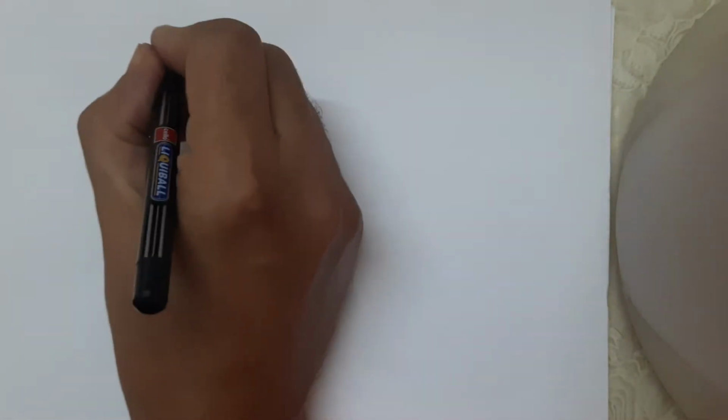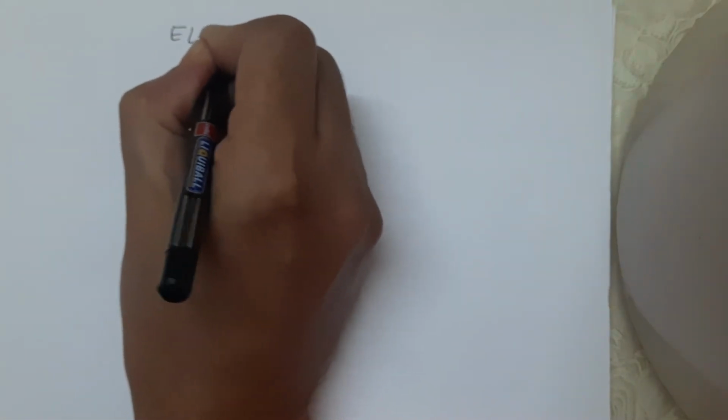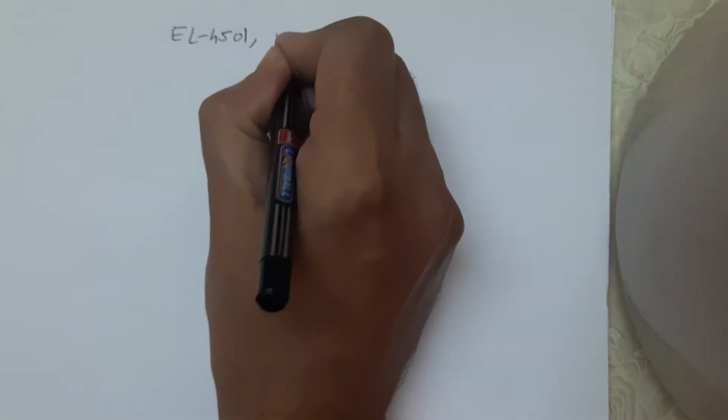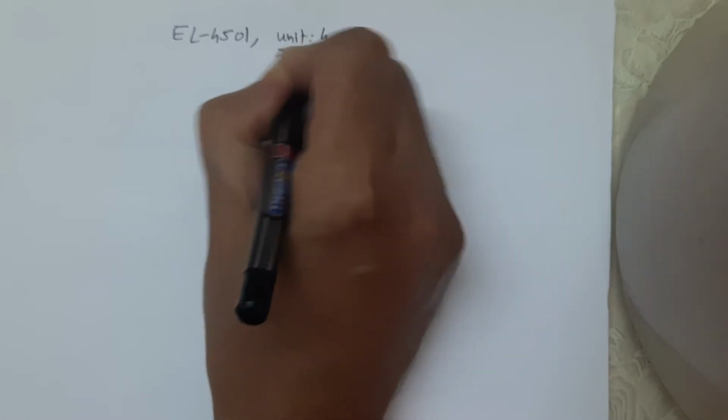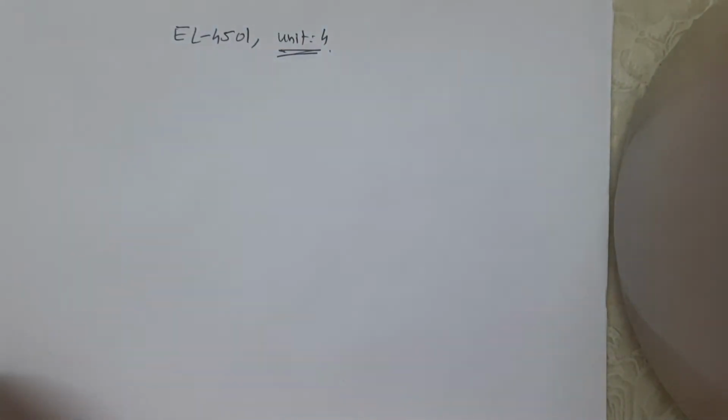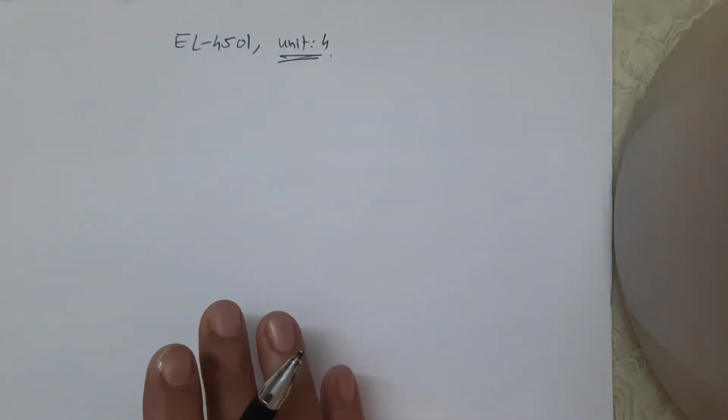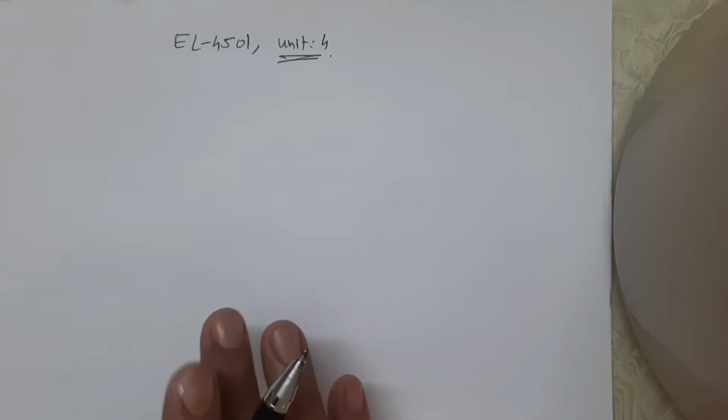Now, SY Electronics, paper number EL4501, Unit 4, Wave Shaping Circuit, lecture number 2. Now we are discussing what happens when we apply a square wave to the high pass circuit.